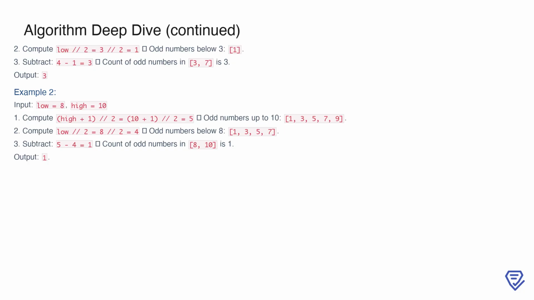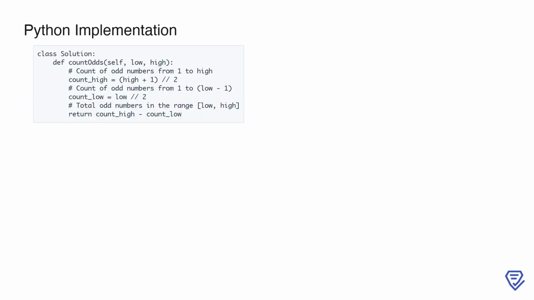These examples demonstrate the formula's accuracy and efficiency. The problem asks us to count all odd numbers in the inclusive range [low, high]. Instead of iterating through all numbers in the range, which could be inefficient for large ranges, we use a mathematical approach to directly compute the count of odd numbers.